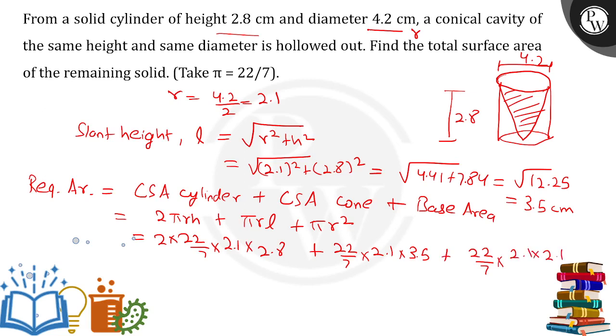You can go on for the calculation part and you'll get the three values to be 36.96, this to be 23.1, and the third surface area is 13.86. Doing the addition, we'll be getting the final answer as 73.92 centimeter square. This is our final answer.